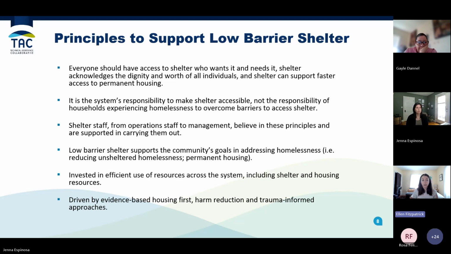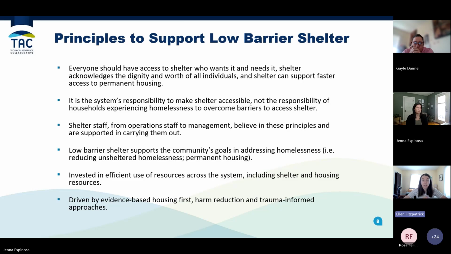That low barrier shelter model is supportive of the community's goals in addressing homelessness. So that, the practices that emergency shelters are putting in place are supportive of the system-wide goals. So some of what we talked about if you joined us in the previous emergency shelter training, right? Whether that's related to reducing unsheltered homelessness, finding ways to bring more people inside because we're reducing barriers.